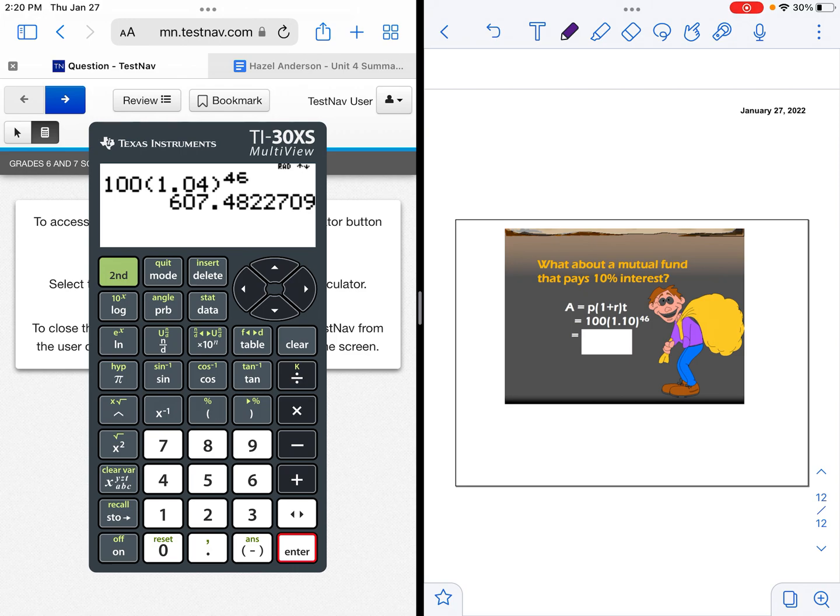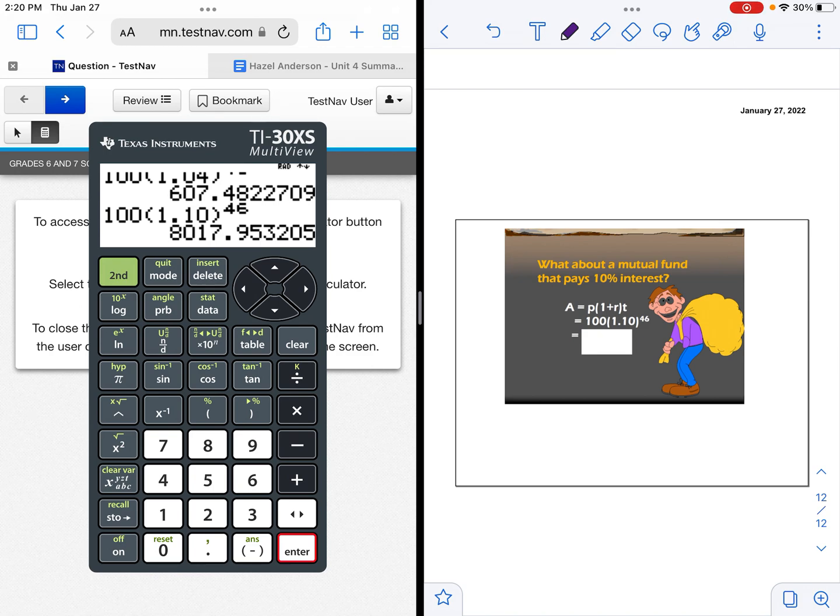So let's do this last one. What about a mutual fund that pays 10% interest? So now we changed it. We're still going to use that 46 and the $100. So now I have $100, parenthesis, 1.1, because when I change 10% into a decimal, it's 0.1. You can put the 0 on. You don't have to. That's up to you. And then I'm going to raise it to the 46.